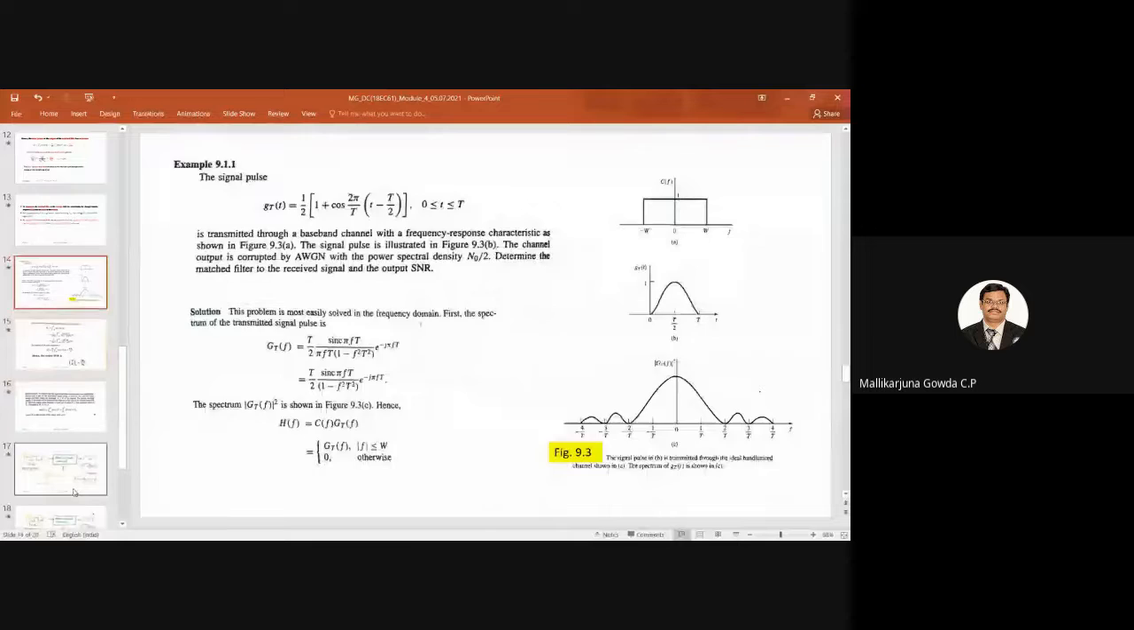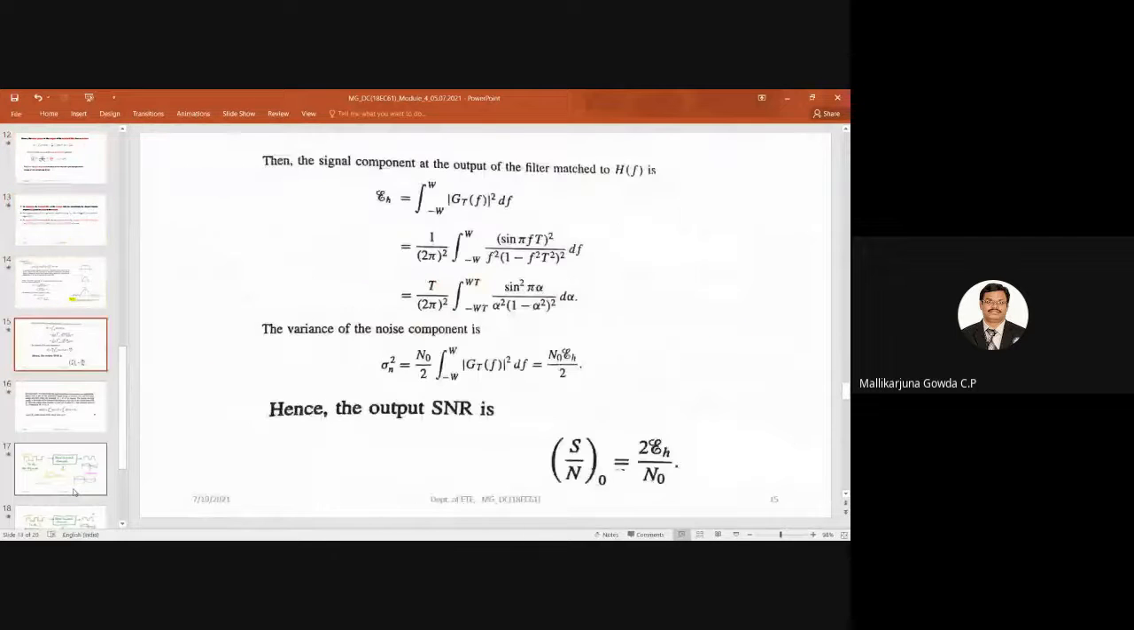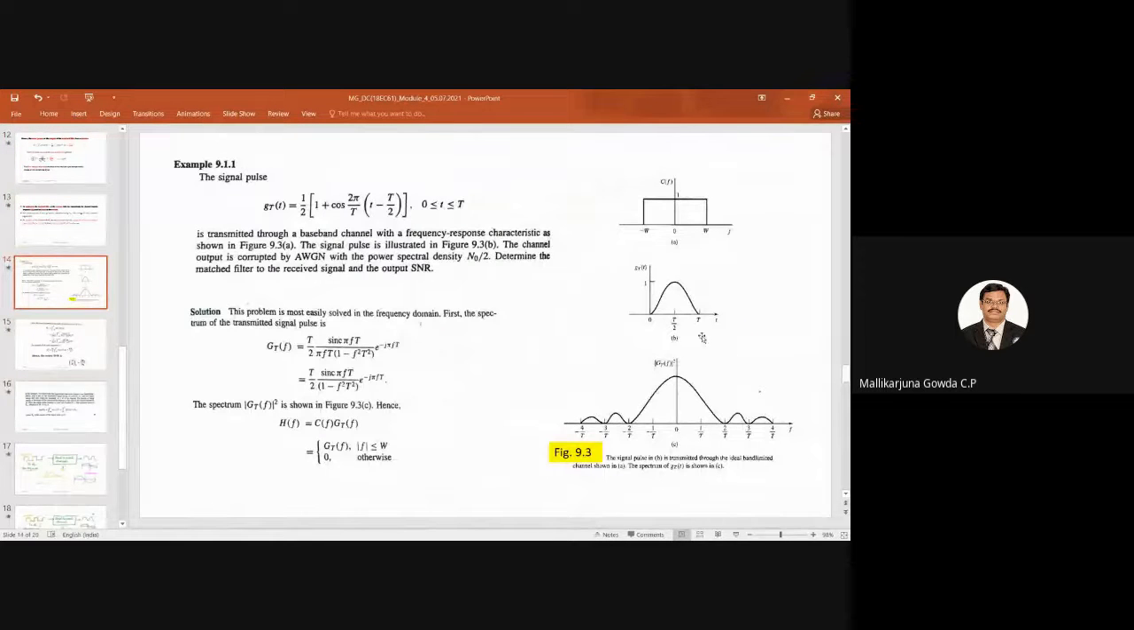Looking at this diagram, is it not possible to say what is the shape of this signal? It is in the form of what? Here it is written. It is a sinc function. It is one of the standard signals. So a rectangular pulse in the time domain has a Fourier transform that is a sinc function in the frequency domain.